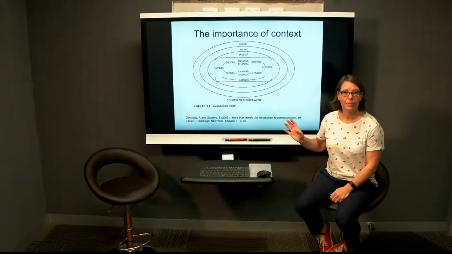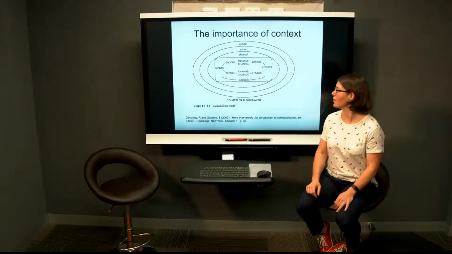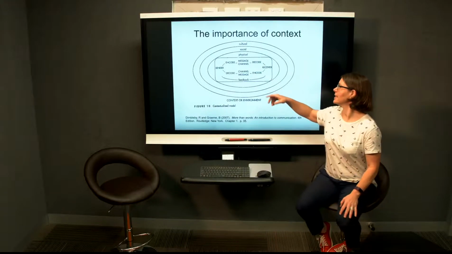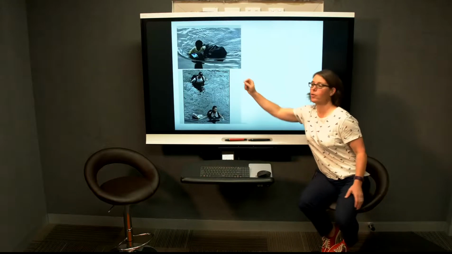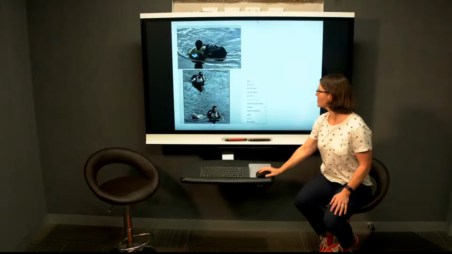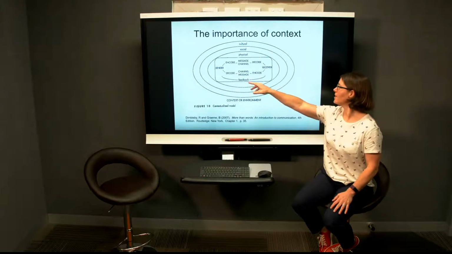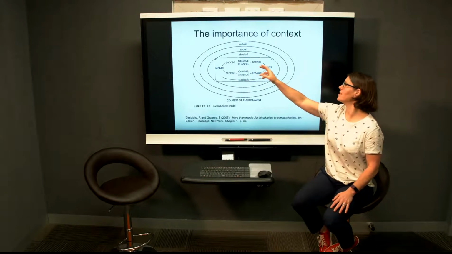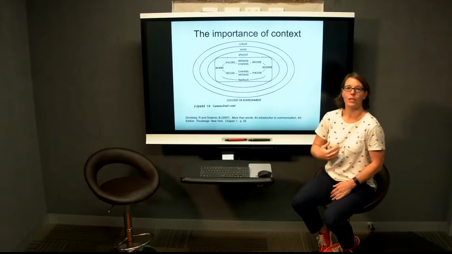Now, I've just put up a simple model here, and you'll be able to look at it more closely if you look at the slides. It's not the greatest model, but you have the message and the channel. The sender at the far end encodes a message and sends it. The receiver decodes it, and then they themselves will encode it and send back.